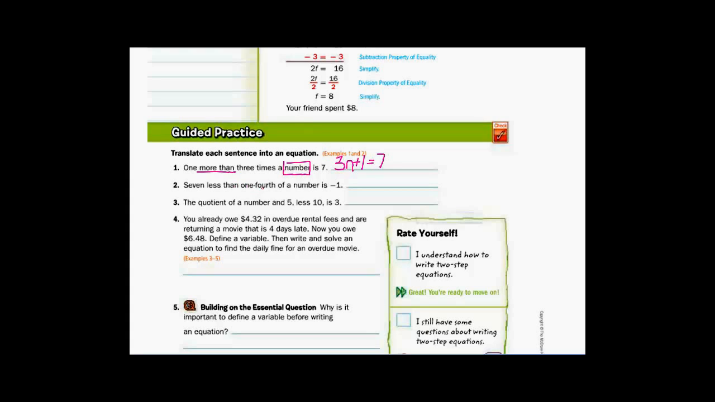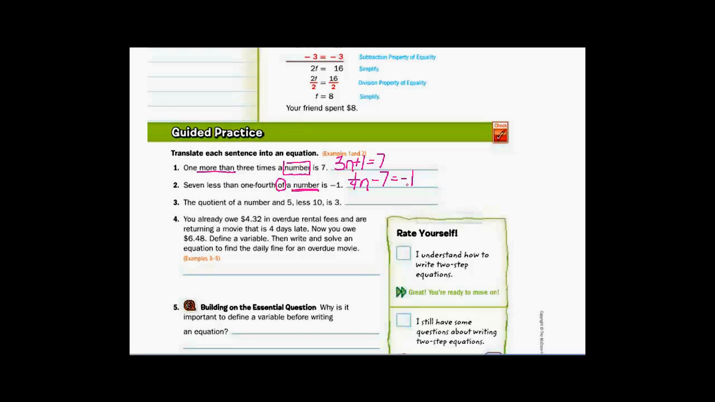7 less than 1/4 of a number. Here's our number. We've got 1/4 of. Remember, of is times. So 1/4 of our number. And it says 7 less than this. So if we start with this, we want 7 less than that. And that is -1. Last one of that kind.